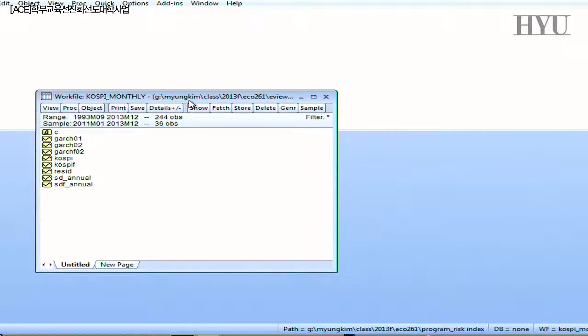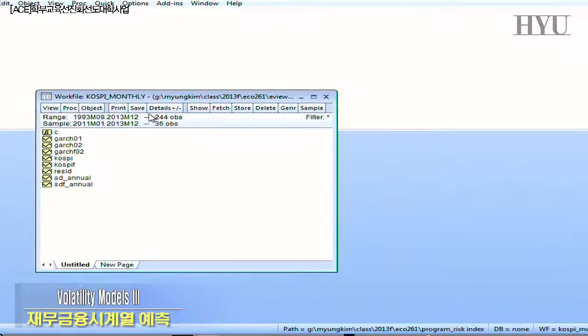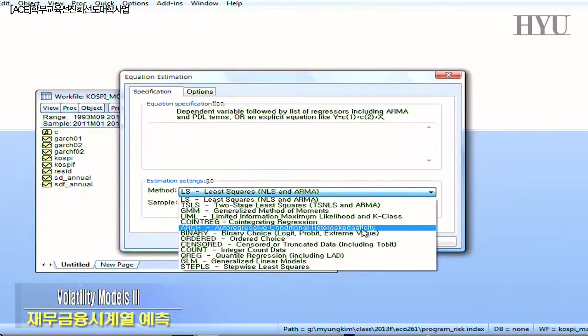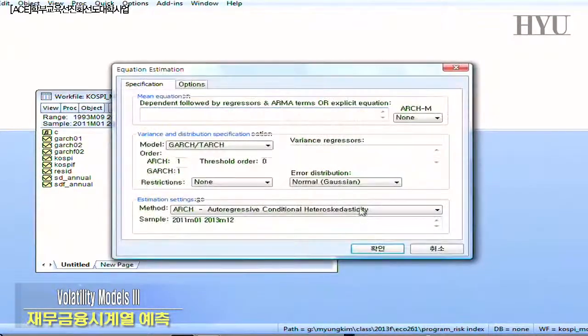The last time, we learned one of the econometric models of volatility called the GARCH model, right? And we did some practice using KOSPI, which is our stock index. The procedure was very simple. From this EViews dialog box, we choose ARCH. Okay? And then the mean equation is specified.